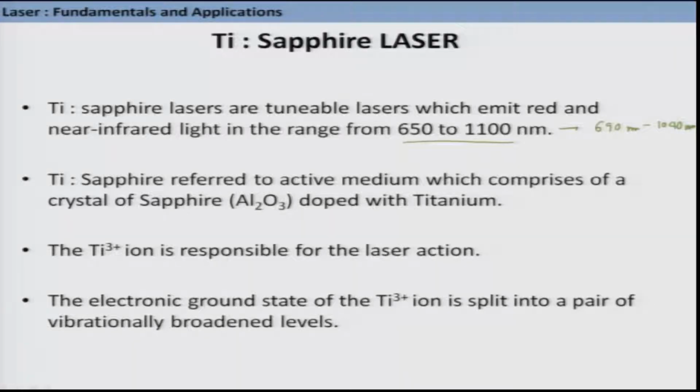So this is again pretty similar to ruby, right? And instead of chromium, here the alumina is doped with titanium. This titanium 3+ ion is actually responsible for laser action, while the alumina plays the role of host. The electronic ground state of this titanium ion is split into a pair of vibrationally broadened levels. Now, one thing I must mention here: a system like Ti:Sapphire is of great interest because it is tunable.